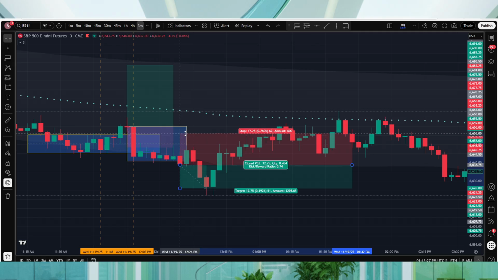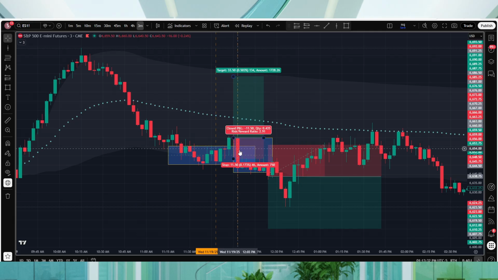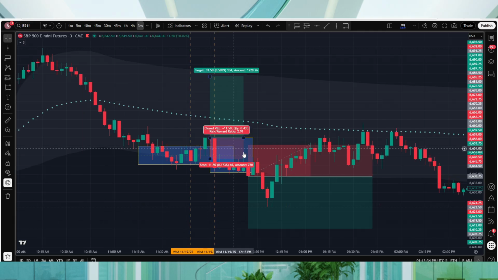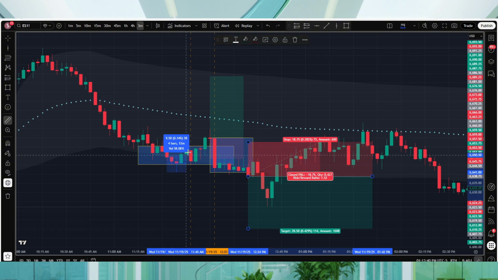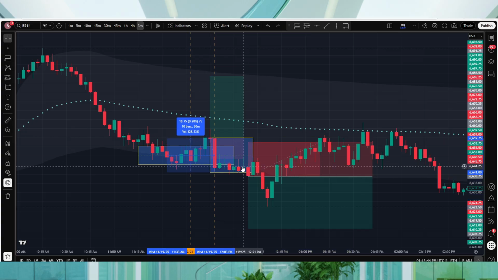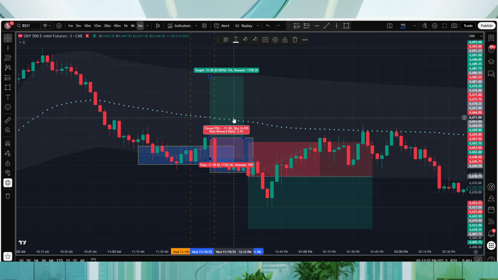All right. So we're getting stopped out on this. So we're getting stopped out here, 11.5. And we get stopped out here. It's a bit nasty. 18.75. So do 19 and 12.